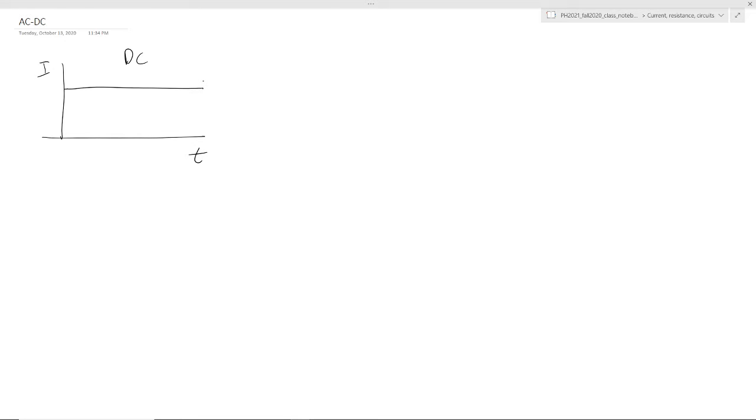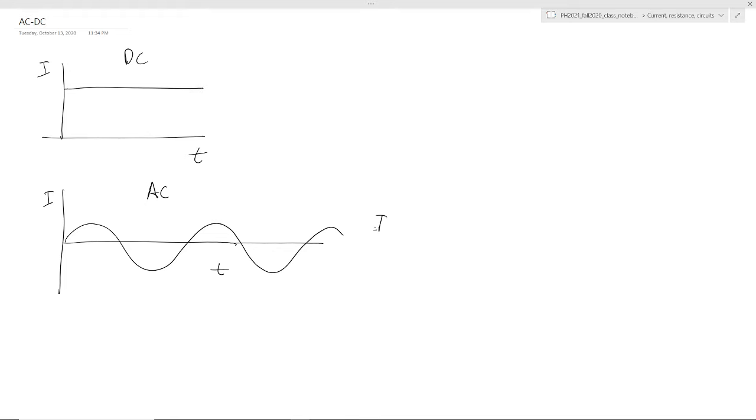so we can think of that as just a horizontal line if we were to graph the current as a function of time. Now, where we're headed is alternating current, and that would be a sine wave, cosine wave, and we could, of course, describe this mathematically as a sine or a cosine, and your book uses sine.